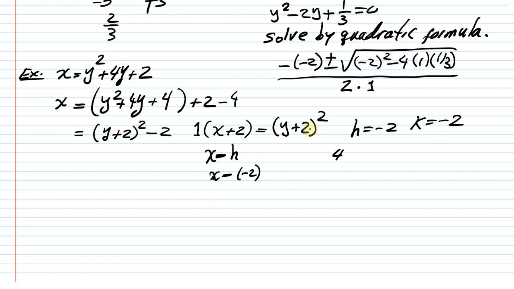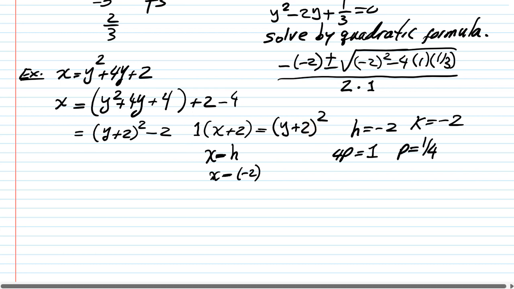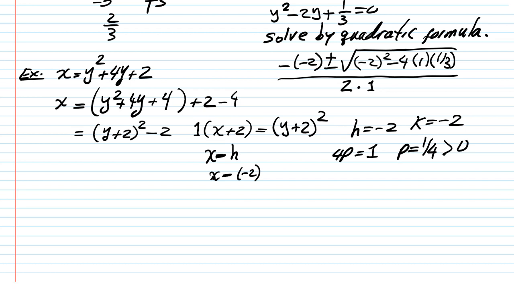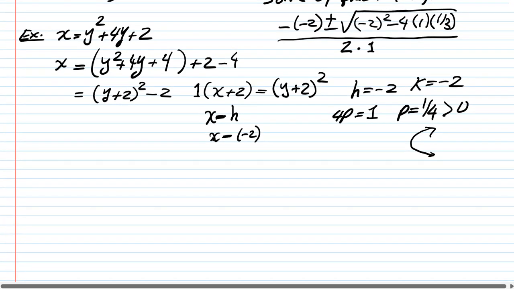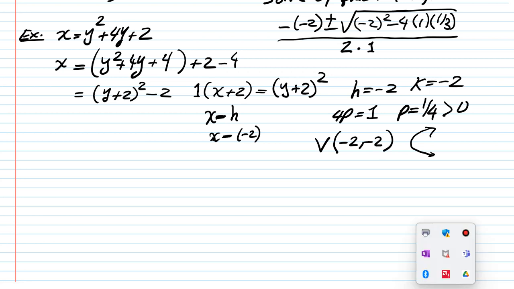And what about 4p? 4p, that's the number in front of the coefficient on the binomial on x. That's 1. So p is going to be 1/4. Okay, and p is positive. So this parabola, which has a square on y, means it's horizontal. It's going to open to the right. All right, we got a lot of information here. We got the vertex, right? Vertex is at h, k, and it opens to the right. We should be able to do this one.